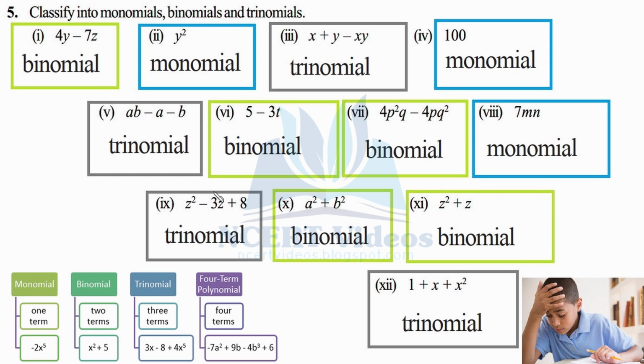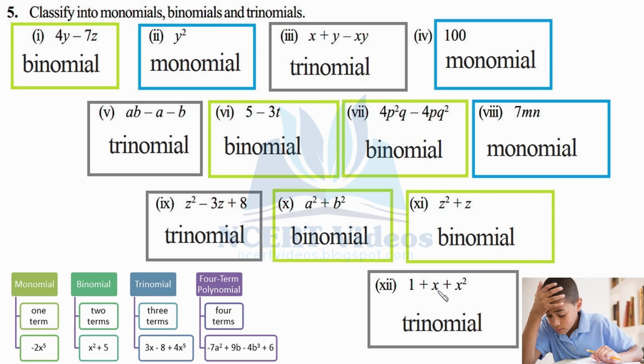That is 1 term, 2nd term, 3rd term. Here we have 2 terms, a square and b square, binomial. Here again very similar to this thing, but it is a binomial because here we have 2 factors of z and only 1 factor of c. Had it been like z square, then it would have been a monomial.